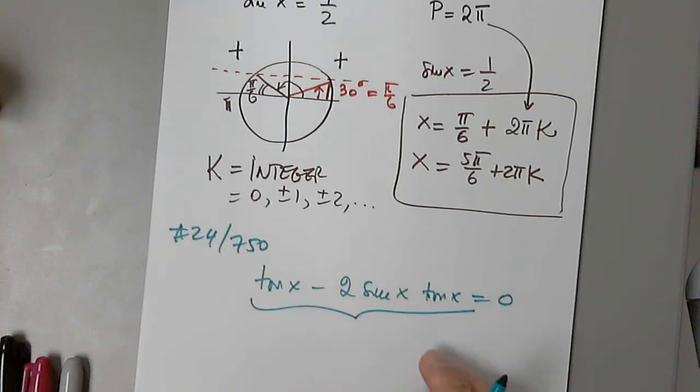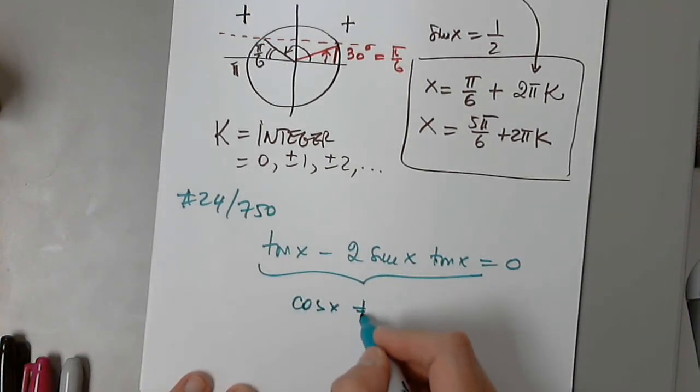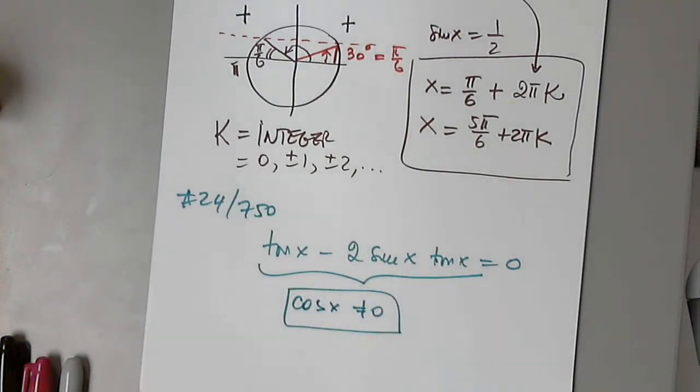So first I have to write that cosine x cannot be 0. Whatever solutions I get, I have to make sure that when I plug those solutions into cosine, the answer is not 0. Because if the answer is 0, tangent is undefined.